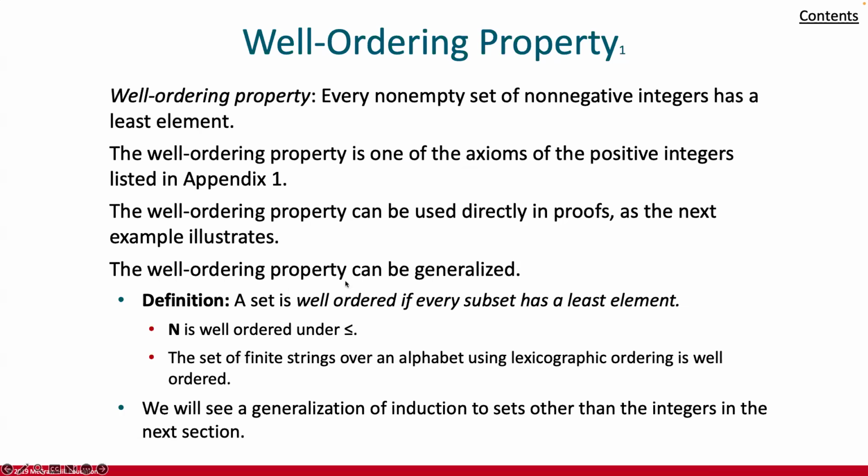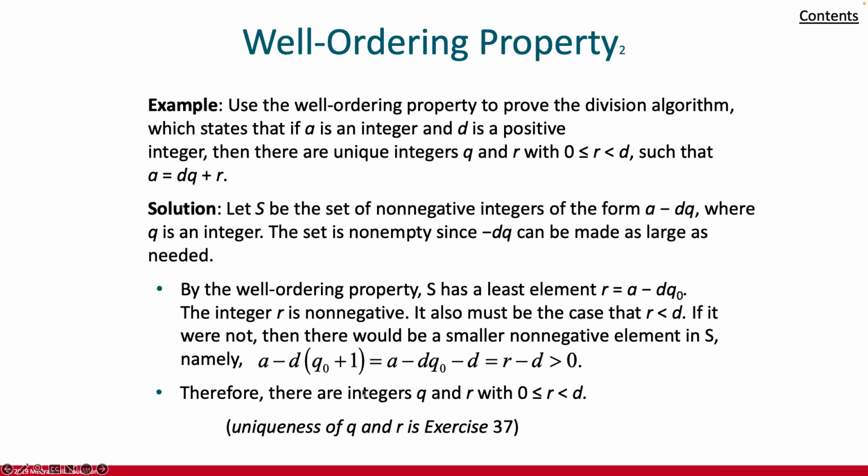So the well-ordering property can be generalized. Here's a definition: a set is well-ordered if every subset has a least element. N is well-ordered under less than or equal. The set of infinite strings over an alphabet using lexicographic ordering is well-ordered. See Rosen some more for more insight into that.